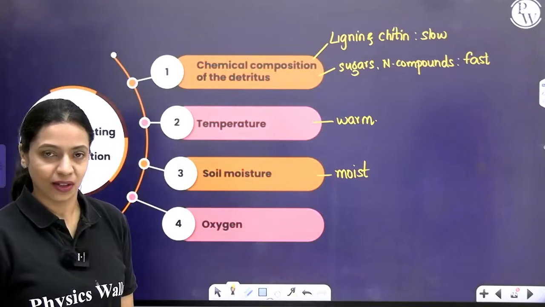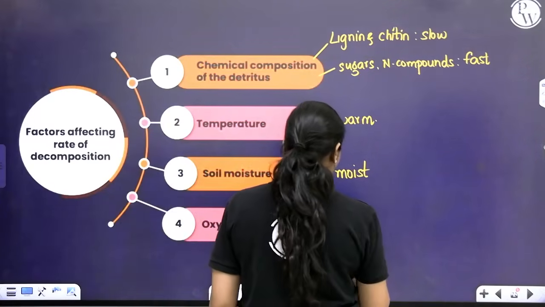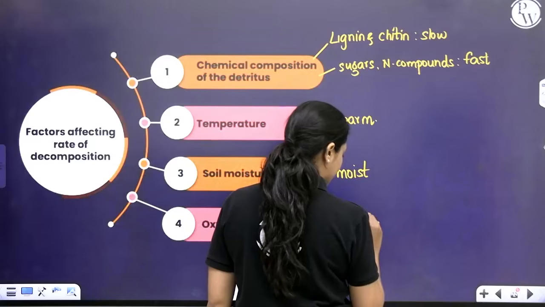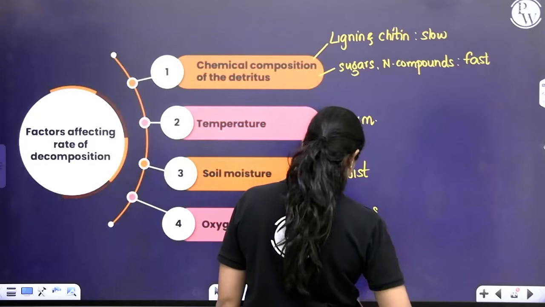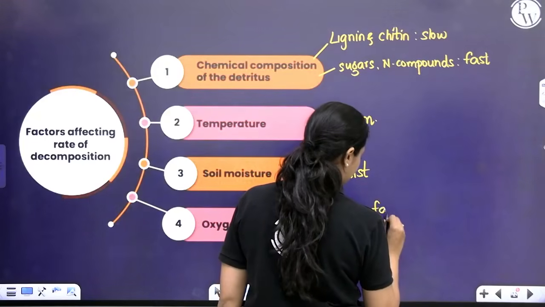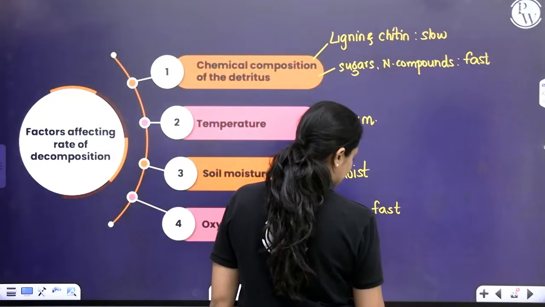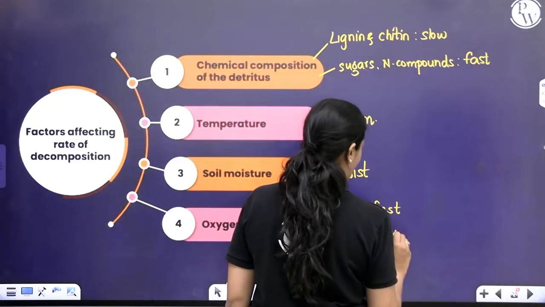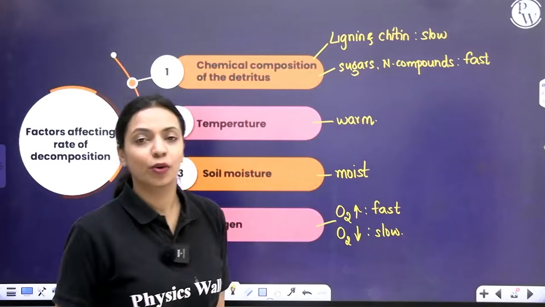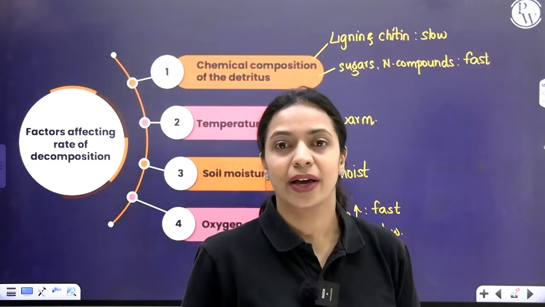Lastly, oxygen. If oxygen is more, it is fast. If oxygen is less, it is slow. Why? Because microbes that are acting on the detritus require oxygen.